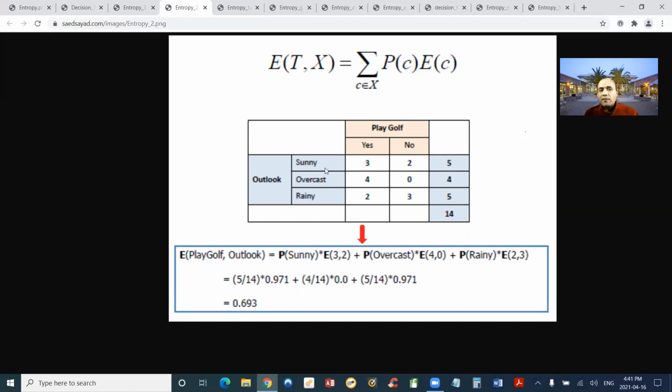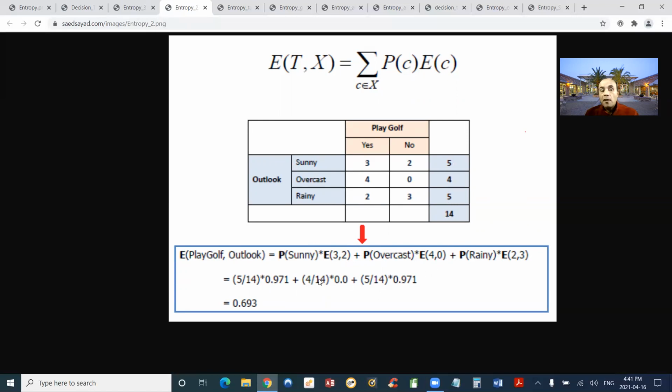So how many sunnies do I have? I have the sunny cases, I have 5 of them. Obviously, that's a simple addition of 3 and 2. Overcast 4 and 0, 4. Rainy 2 and 3 is going to be 5. And obviously, if you add them up, you're going to get 14. Okay, so let's take a look at this and see what happens. What is the probability of sunny? The probability of sunny is 5 over 14. The probability of overcast is 4 over 14. The probability of rainy is 5 over 14.